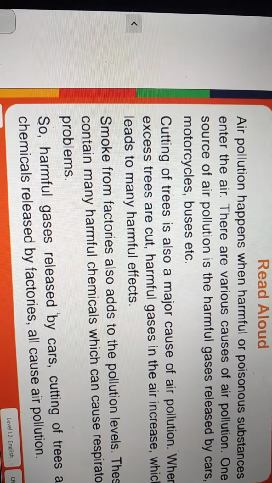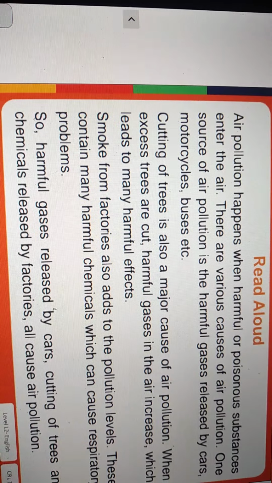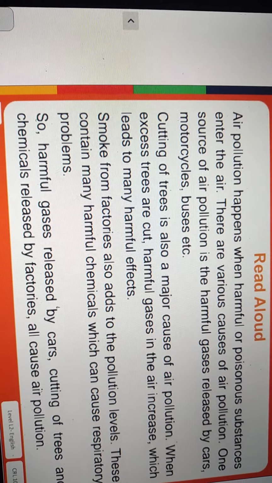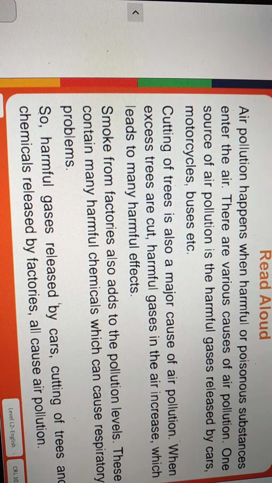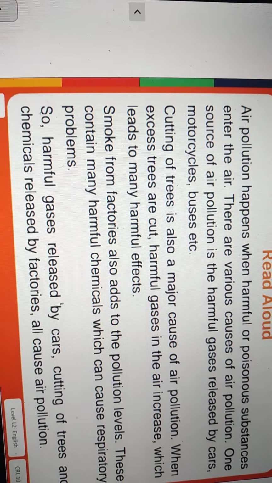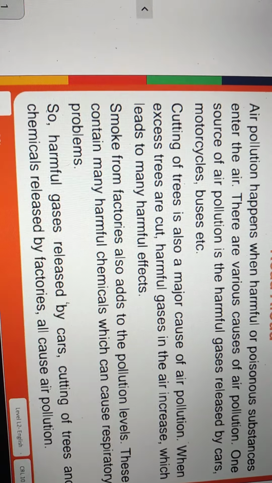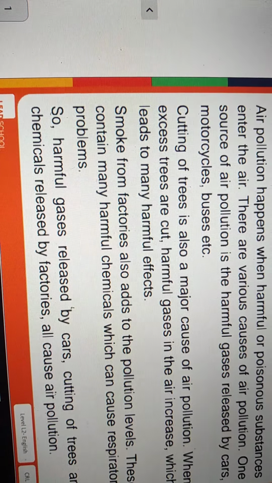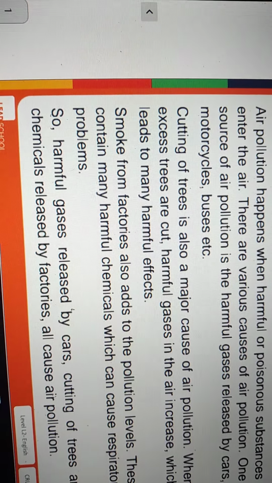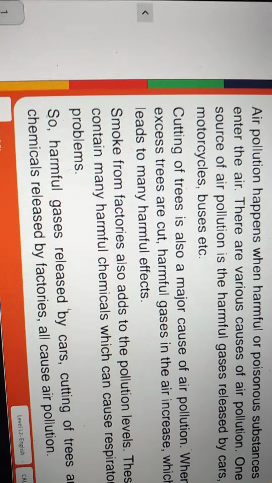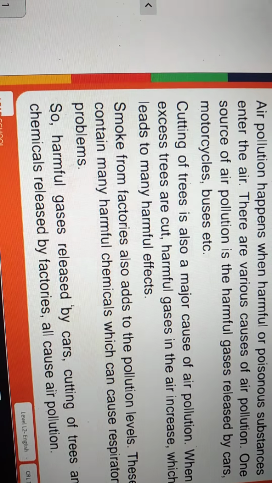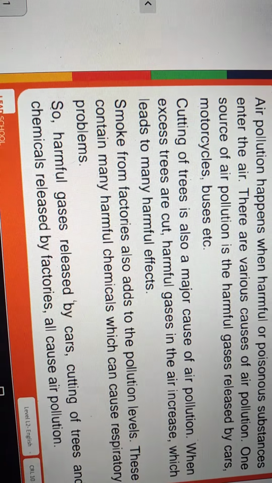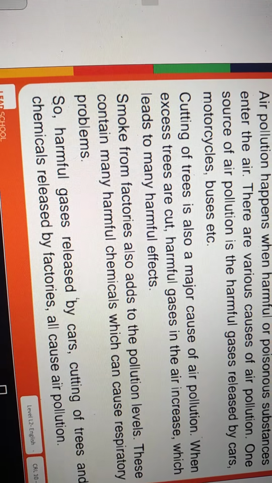When excess trees are cut, harmful gases in the air increase, which leads to many harmful effects. If there is no tree, we cannot get proper air and oxygen. So the gases cannot be purified, and it will increase the air pollution.